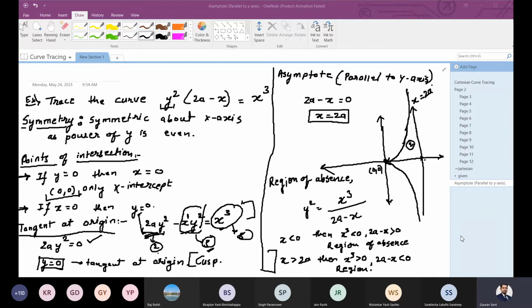Clear? Sir, can you explain the construction of the graph once again? Like how to draw the graph?